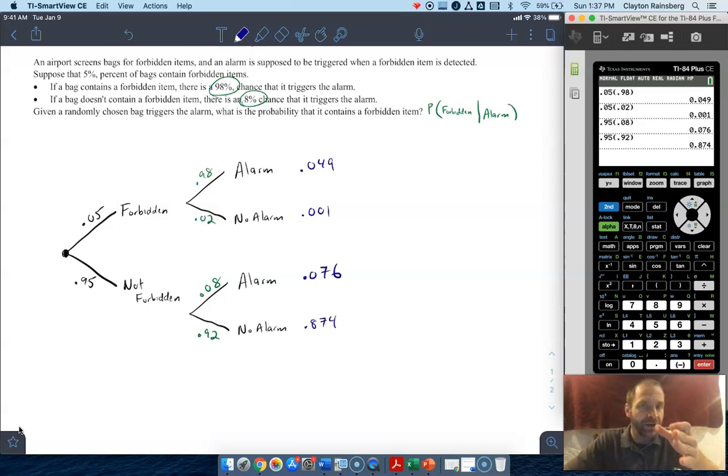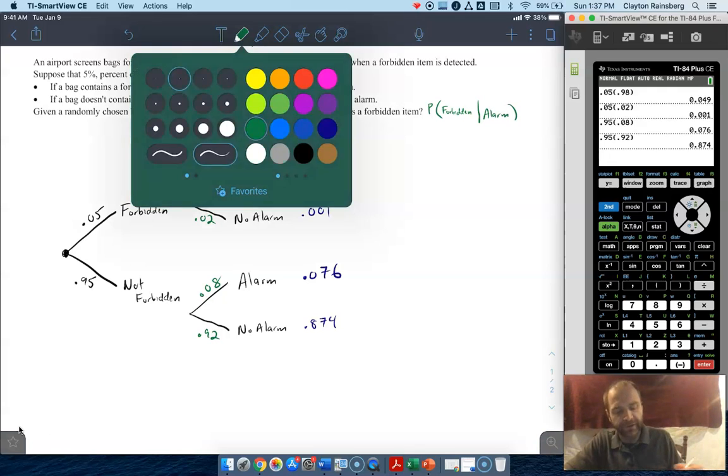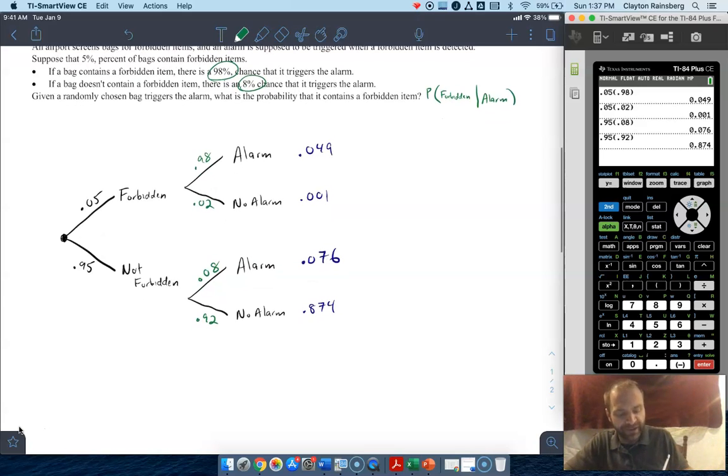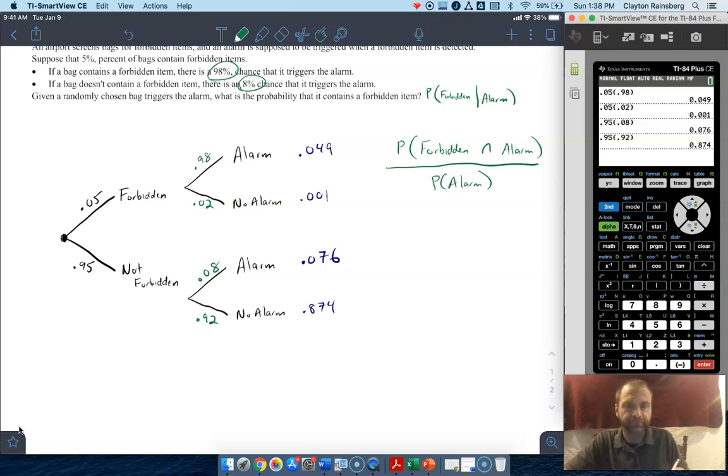I say that because we are still trying to answer our question: the probability of a forbidden material given that an alarm was triggered. Well, that's going to be the probability of forbidden and an alarm over the probability of an alarm. Using our conditional probability definition, that's what we're looking for. The probability of forbidden and an alarm, that's right here, 0.049.